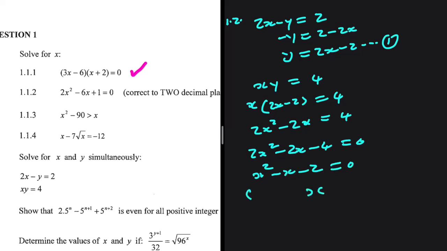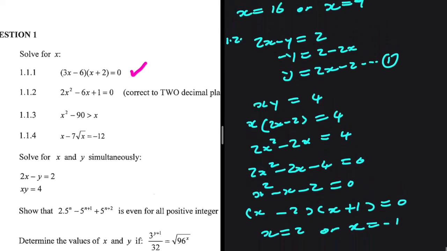Let's go ahead and factorize this. Two numbers that when we multiply, we get minus 2, and when we add, we get minus 1. So that is minus 2 and plus 1. x is equal to 2 or x is equal to minus 1.